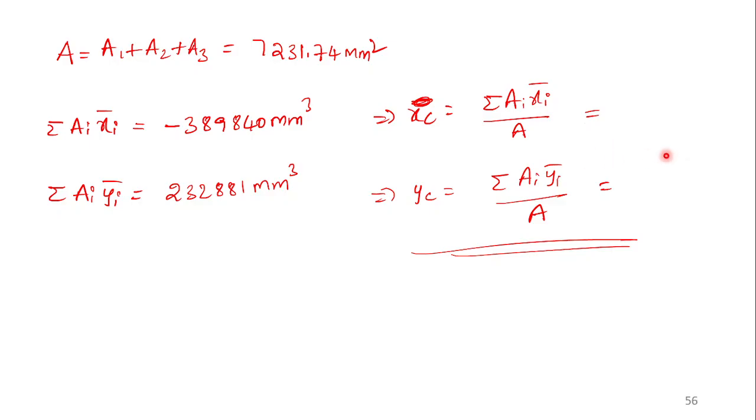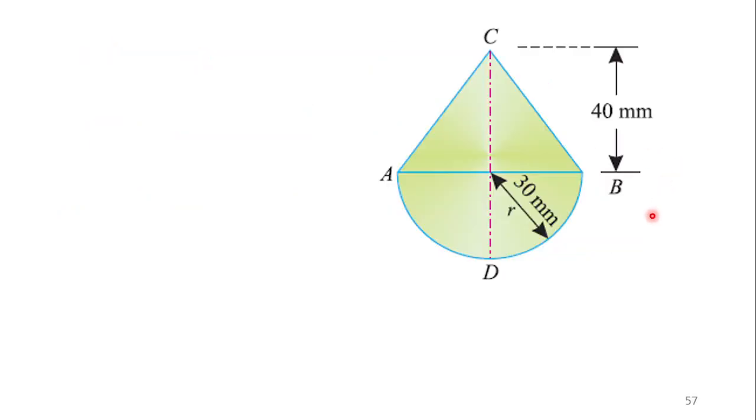Now, coming to the next problem, a triangle, and below it you have a semicircle. So you can see this CD, which is the axis of symmetry. I don't need to do much work in this, correct? I just need to simply apply this principle.